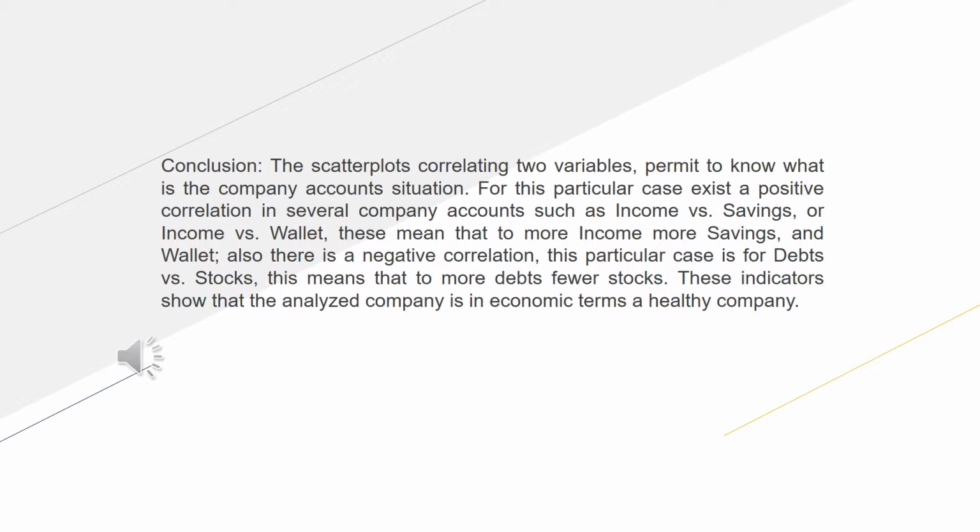Conclusion. The scatter plots correlating two variables permit us to know the company account situation. For this particular case, there exists a positive correlation in several company accounts, such as income versus savings or income versus wallet. This means that the more income, the more savings and wallet. Also, there is a negative correlation. This particular case is for debt versus stocks. This means that the more debt, the fewer stocks. These indicators show that the analyzed company is, in economic terms, a healthy company.